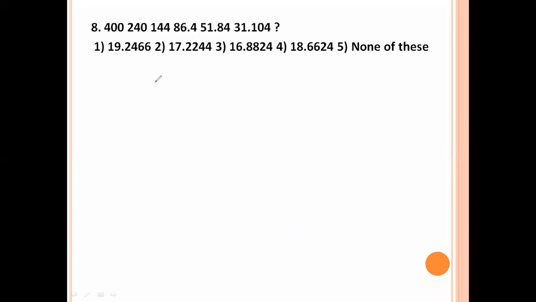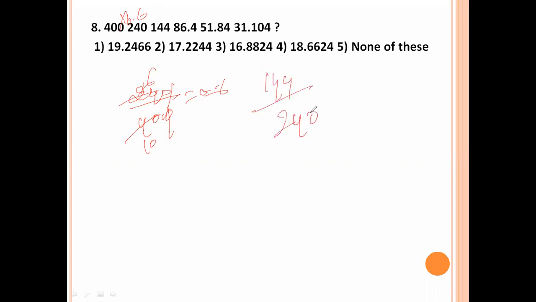400, 240, 144, 86.4, 51.84, 31.104, question mark. Values are decreased. Decreased means division. 240 divided by 400. 0 0 get cancelled. 24 divided by 40 is 0.6, 0.6 into 0.6. Here also we get the same thing. Compulsory, multiply all the values with 0.6.